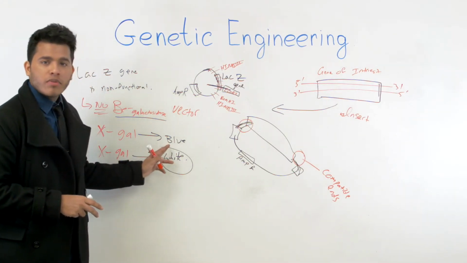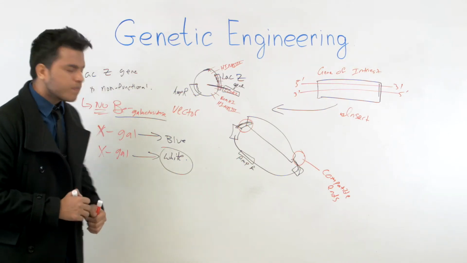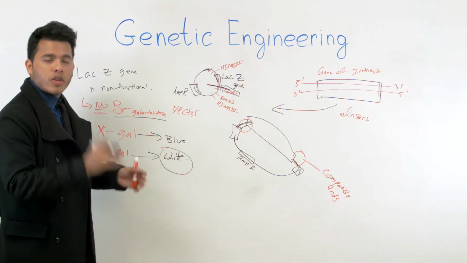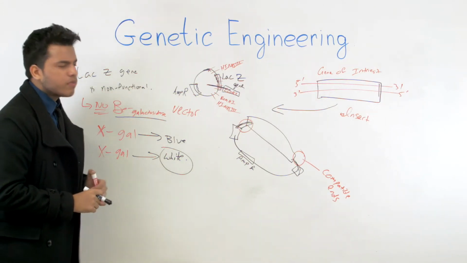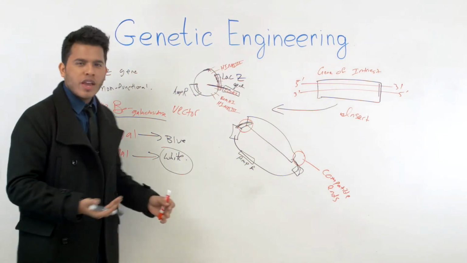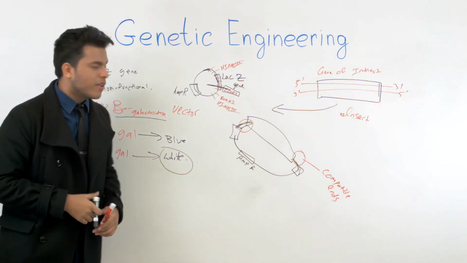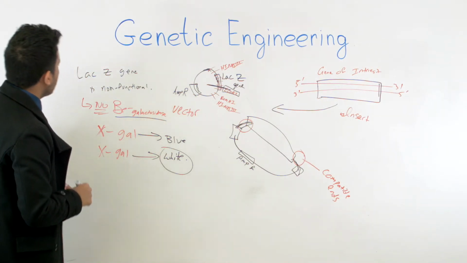If you have blue colonies, that means that the LAC-Z gene is still functional. This is one way to compare whether or not you have successful integration of the gene of interest into your plasmid. So it's really, really cool. I mean, you can't just look at it under a microscope and say, hey, I've got it, let's move on. This is now the molecular level, so it's really, really cool.